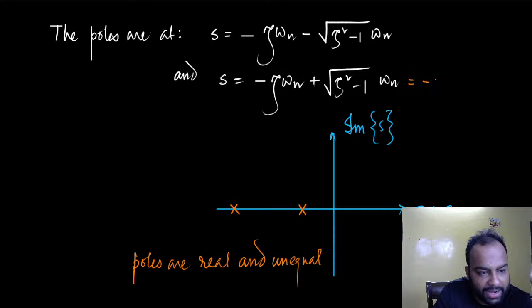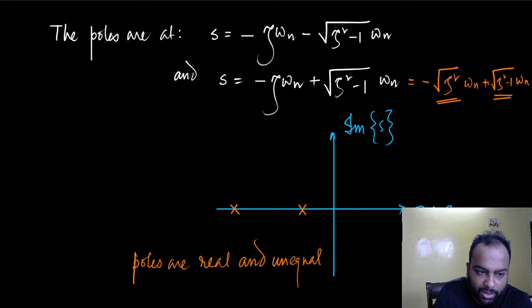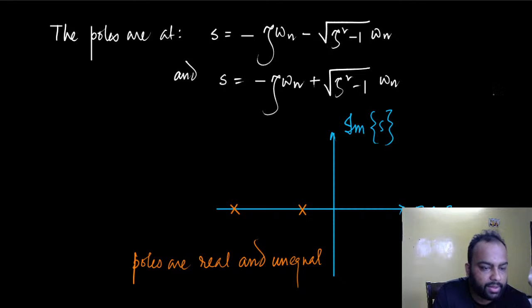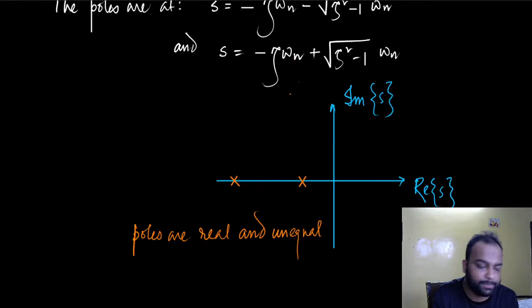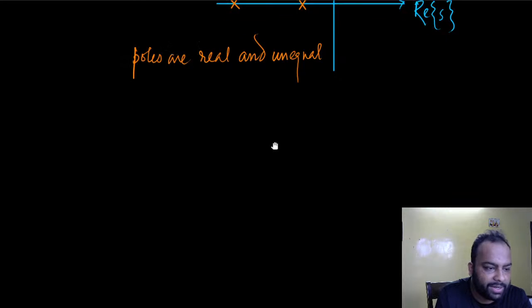this can be written as minus root over zeta square omega n plus root over zeta square minus 1 omega n, right? So this root over zeta square term is going to be larger than root over zeta square minus 1. However large, this is going to be larger, so the negative part will be larger, so both of them are going to be negative, right? That's quite easily understandable, I think. So both of them are going to be negative, as long as omega n is positive, of course. So poles are real and unequal, right?